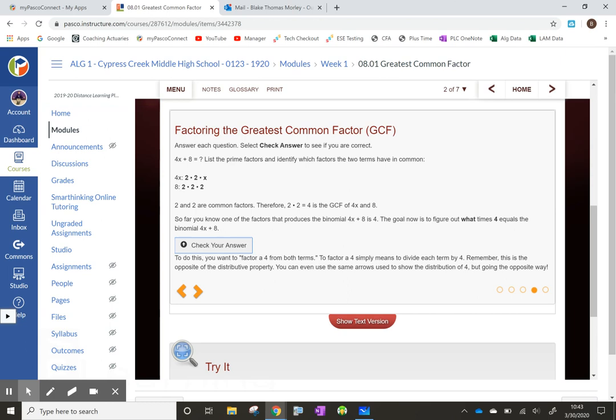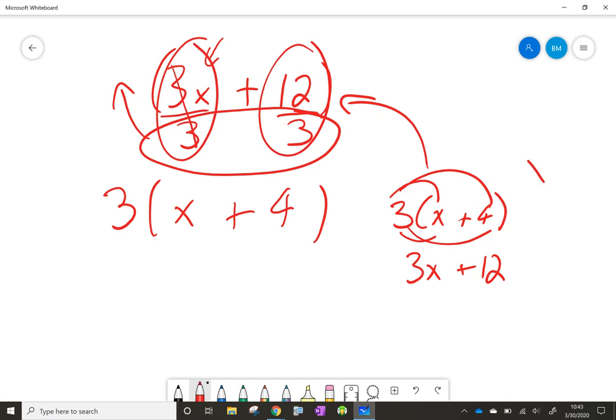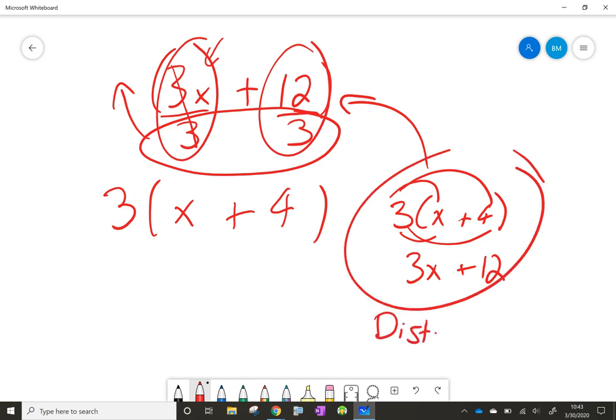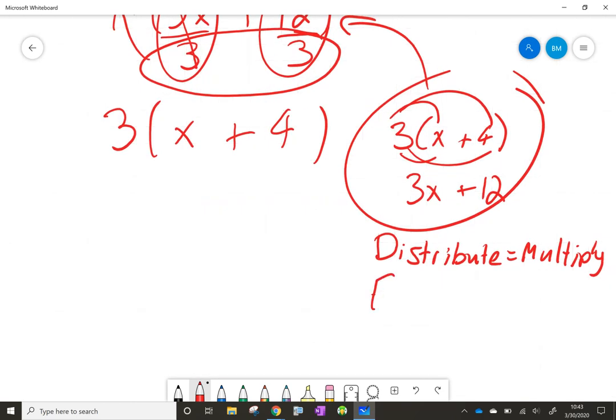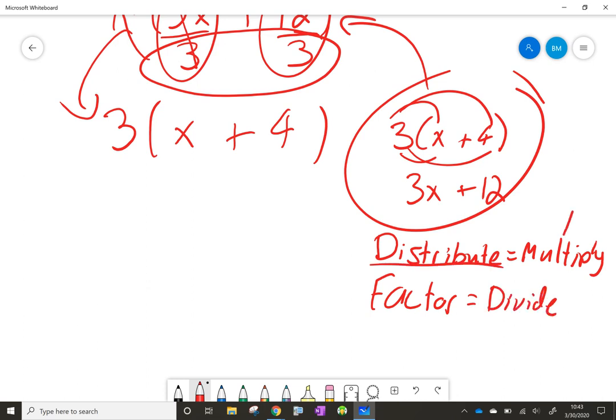It's the opposite of the distributive property. Remember, when you distribute, you multiply, right? But when you're doing the opposite of distributing, we're dividing. So distribute, let's write this down actually. Distribute, as we did here, is to multiply, but factor is divide. So when you distribute something, you multiply. When you factor something, you divide. Okay? Because remember, they're opposites of each other.